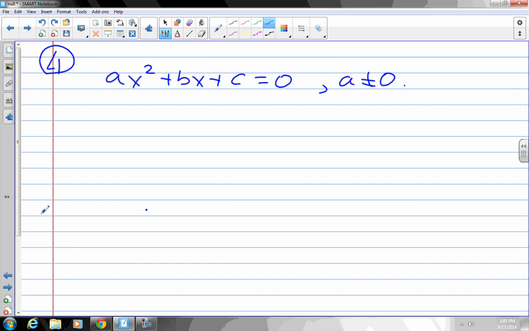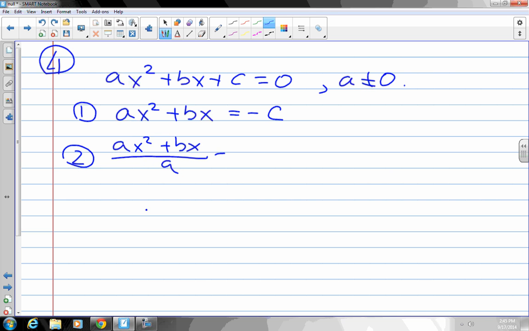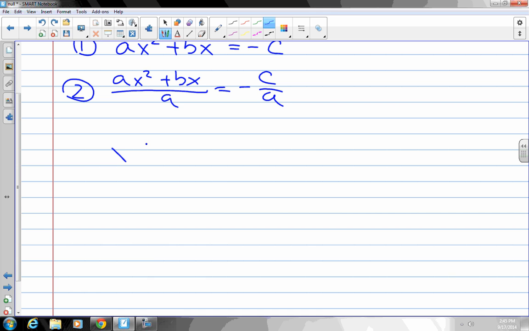Subtract c. So the first step was to get rid of the constant. So then we'll get ax squared plus bx equals negative c. Right? What is the next step? Coefficient. Get rid of a. So second step, just divide both sides by a. So we get x squared plus b over a x equals negative c over a, right?